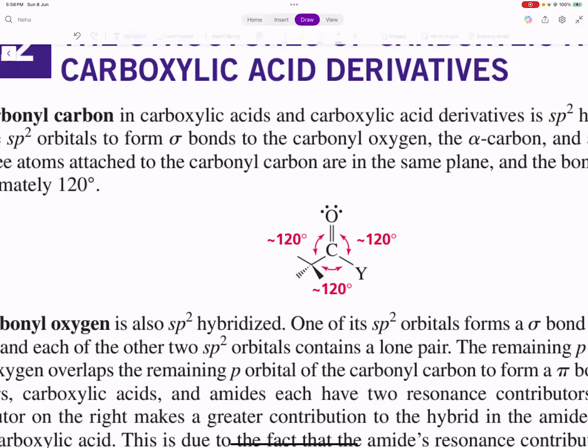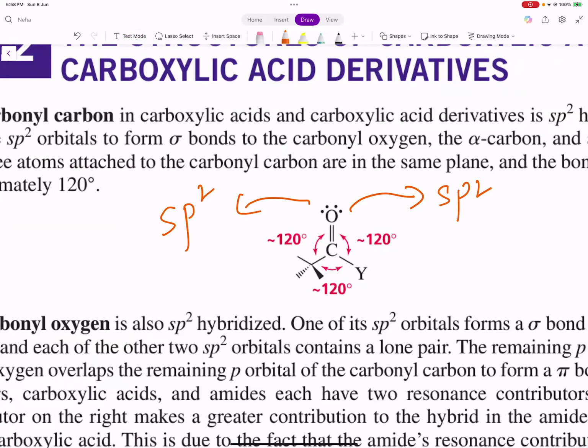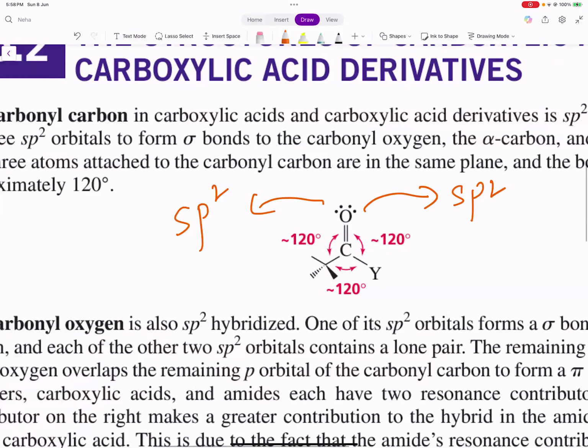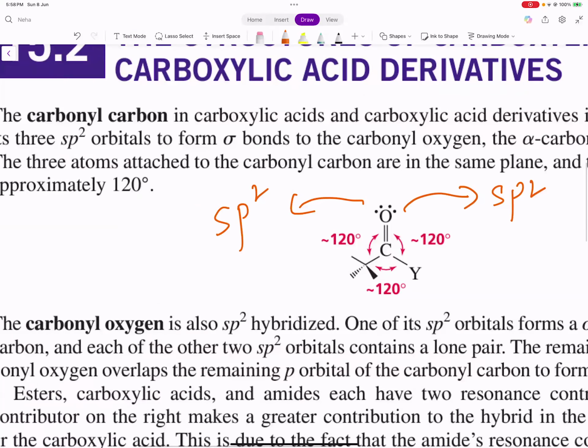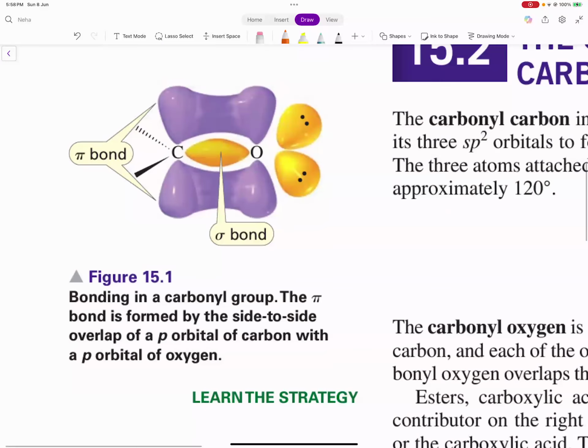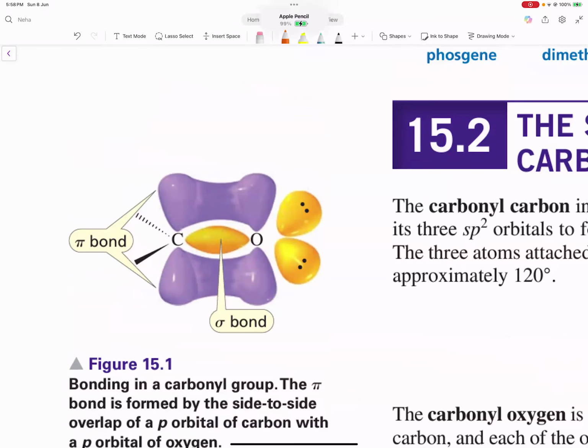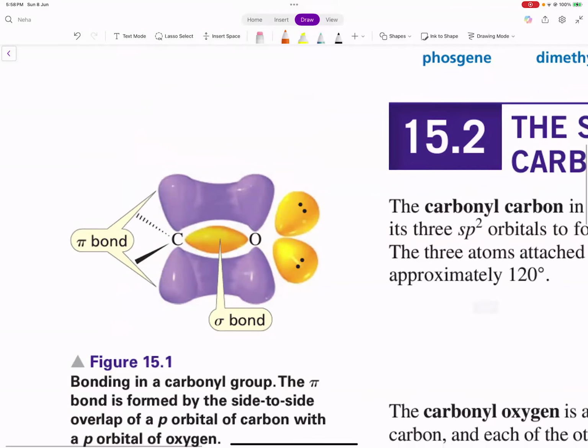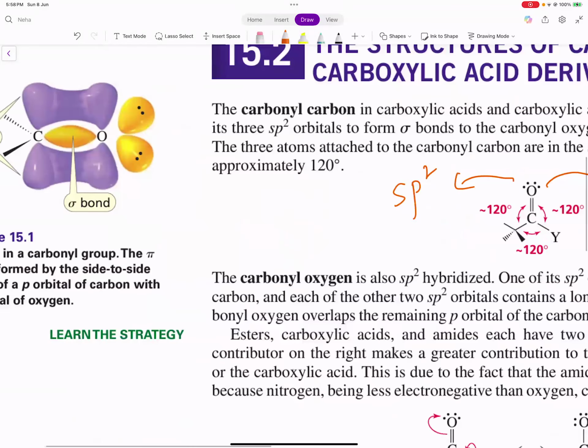Somebody will ask in the exam, in which orbitals are these lone pairs of oxygen? They are in sp2 orbital. This lone pair is also in sp2 orbital, and one sp2 orbital of oxygen has been used to make a double bond. See, nice picture. Oxygen is shown by this golden color, and the carbon's orbitals are shown by the purple. So this is how it is.